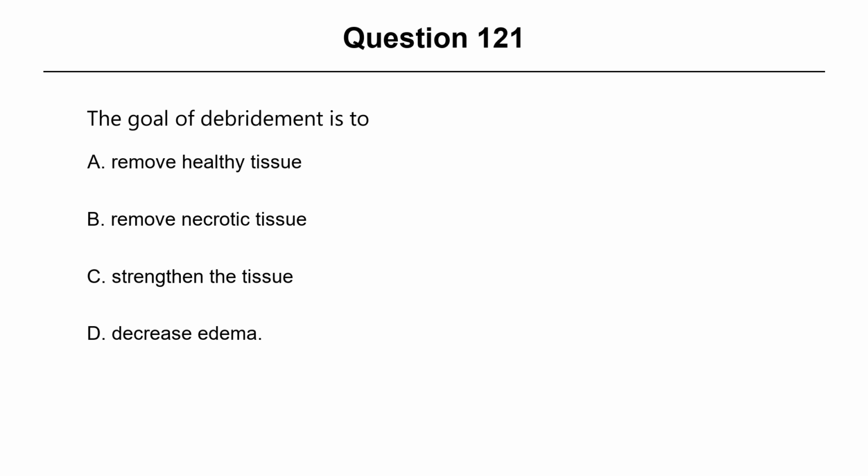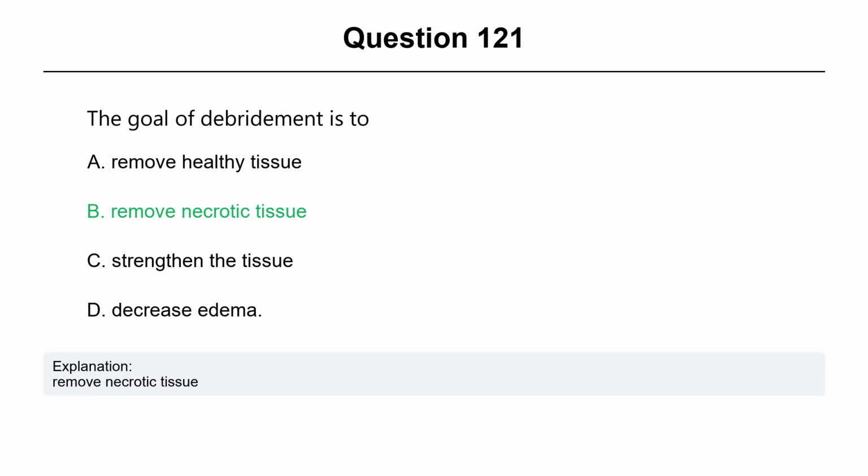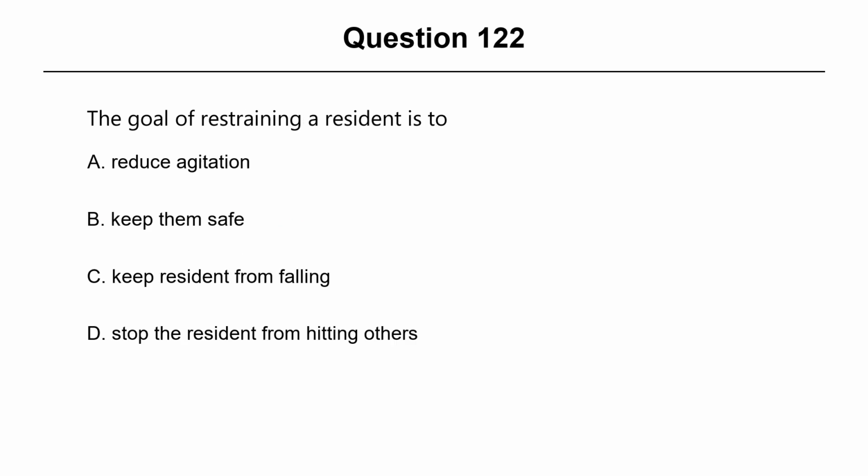Question 121. The goal of debridement is to Option A, remove healthy tissue. Option B, remove necrotic tissue. Option C, strengthen the tissue. Option D, decrease edema. The correct answer is option B, remove necrotic tissue.